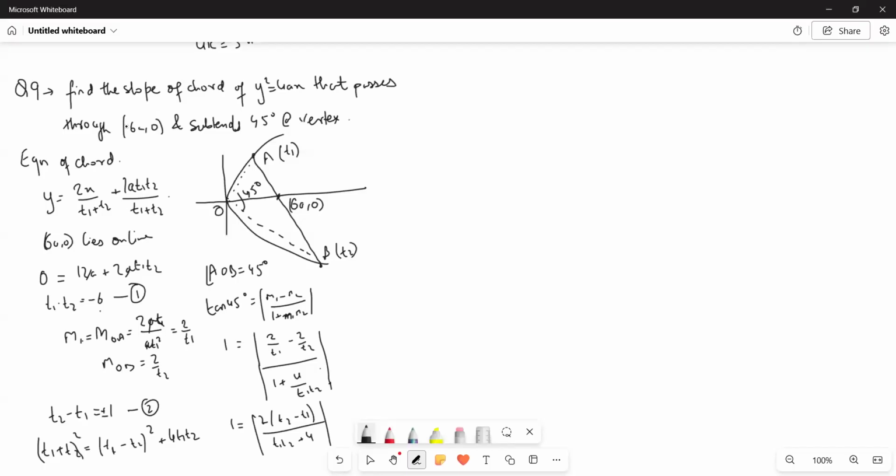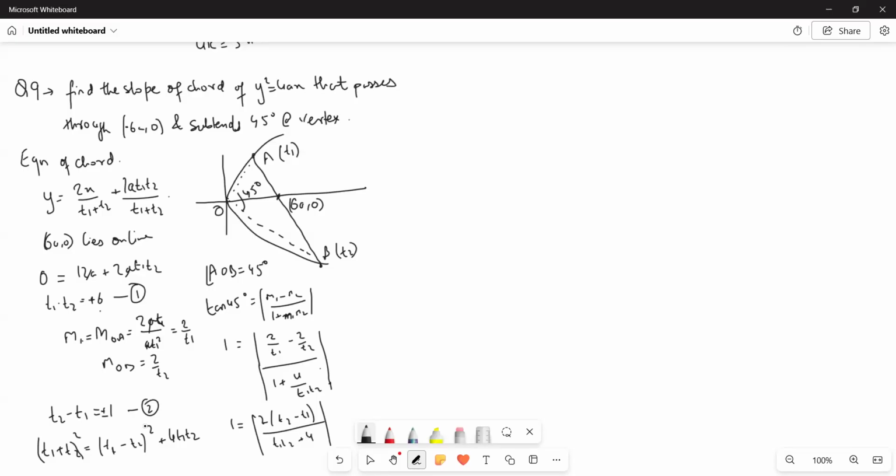There's a small correction in the question. The chord passes through the point minus 6a comma 0, not 6a comma 0. So this becomes plus 6, and that will be the only change. So plus 6, then 6 plus 4 is 10, and here 5 will come.